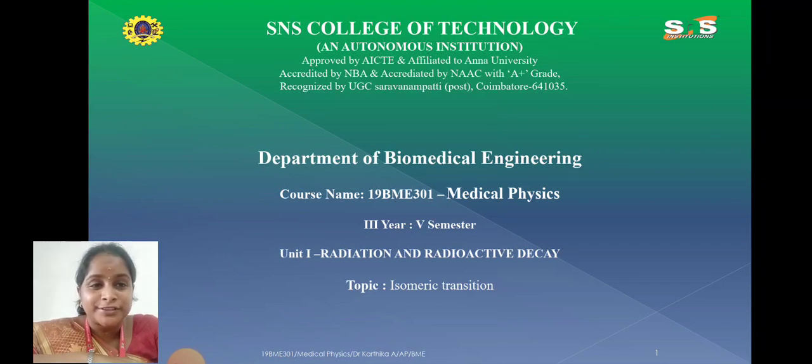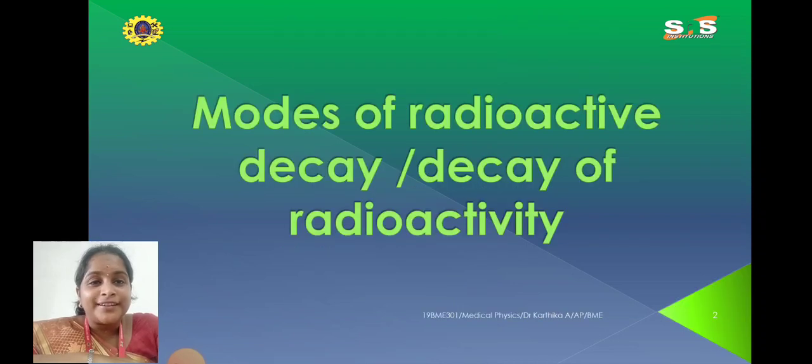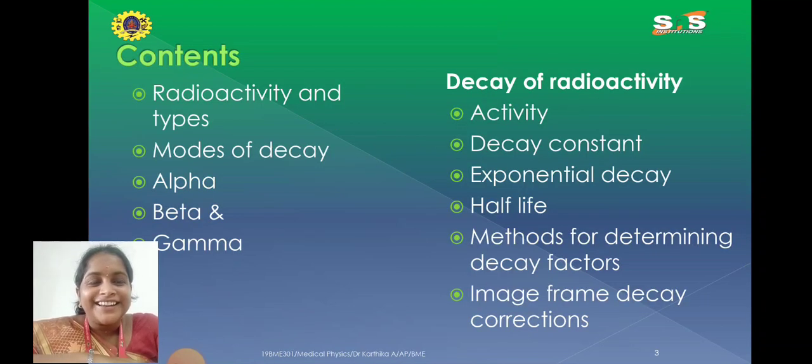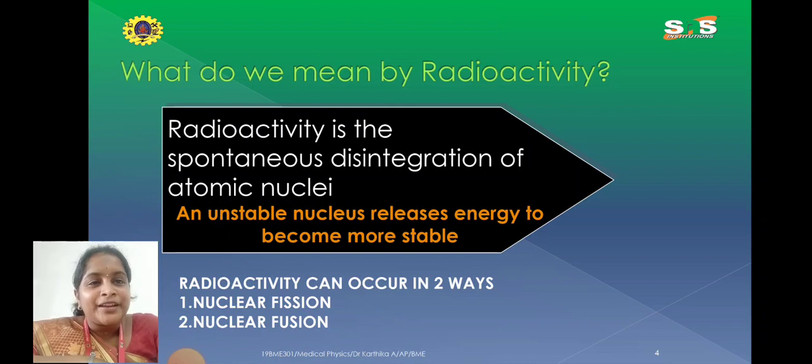Today we are going to discuss isomeric transition, radiation and radioactive decay. Here we are going to discuss the modes of radioactive decay and the decay of radioactivity. We are going to discuss radioactivity and types, the modes of decay: alpha, beta and gamma decay. And the decay of radioactivity: the activity, decay constant, exponential decay, half-life, methods for determining decay factors, image frame decay corrections.